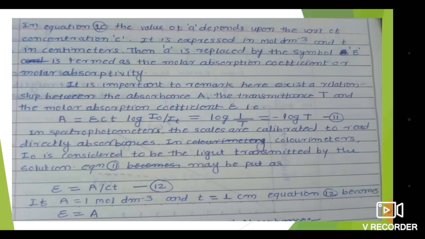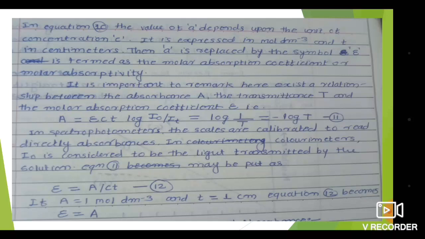It is important to remark here that there exists a relationship between the absorbance A, the transmittance T and the molar absorption coefficient epsilon, that is A is equal to epsilon CT, log of I0 upon IT is equal to log of 1 by T, which is equal to minus log of T. That means, as absorbance increases, transmittance decreases. So absorbance is inversely proportional to transmittance.